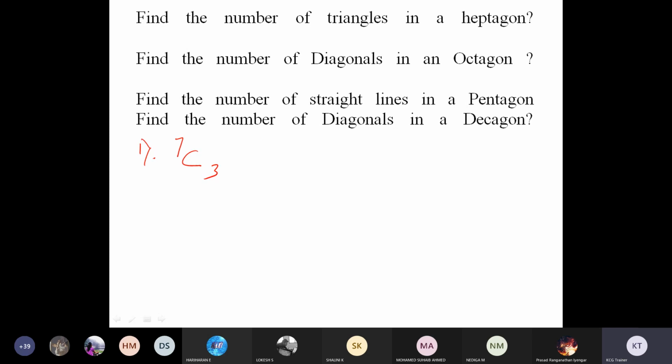7C3. So the answer remains as 7C3, because the number of triangles in a heptagon is given as 7C3, which is nothing but 7 factorial over 3 factorial into 4 factorial, which will give you 35.